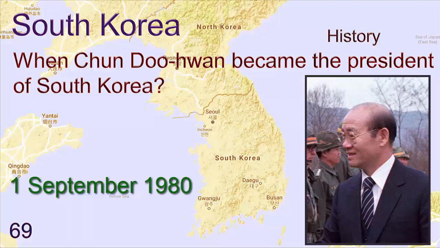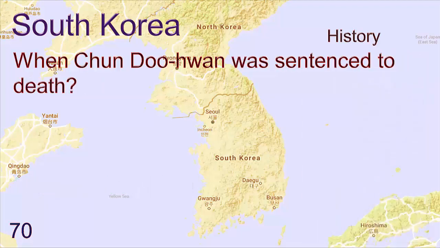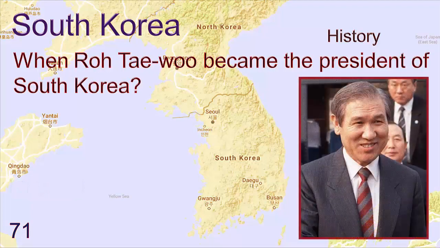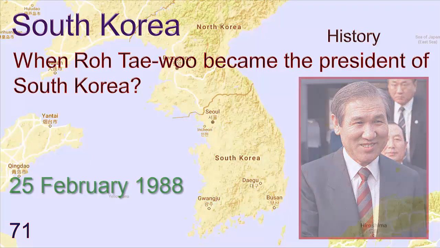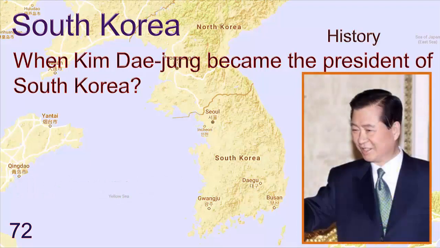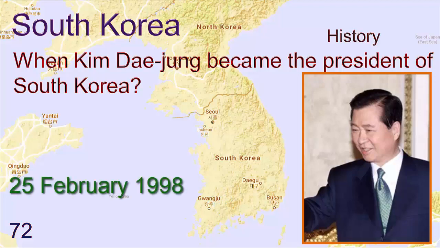When did Chun Doo-hwan become the President of South Korea? 1 September 1980. When was Chun Doo-hwan sentenced to death? In 1996. When did Roh Tae-woo become the President of South Korea? 25 February 1988. When did Kim Dae-jung become the President of South Korea? 25 February 1998.